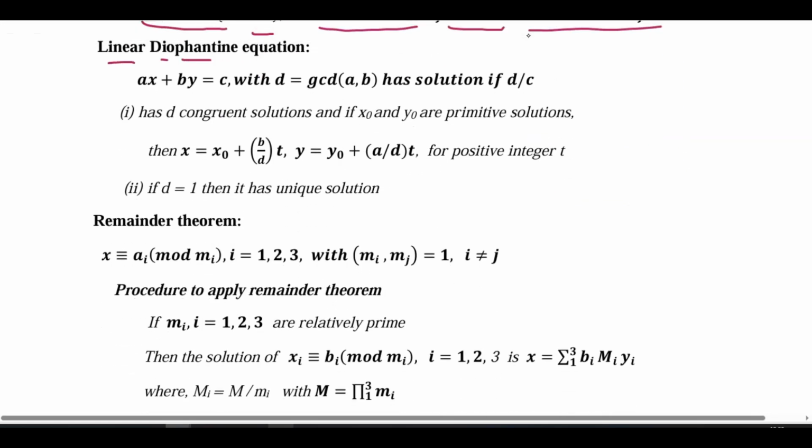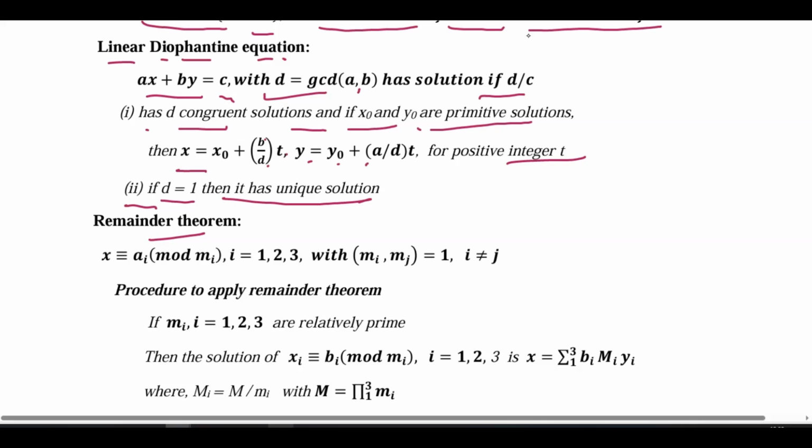Linear Diophantine equations: ax + by = c, with d = gcd(a, b), has a solution if d divides c. If x0 and y0 are primitive solutions, then x = x0 + (b/d)t, y = y0 - (a/d)t for integer t. Second, if d = 1, then it has a unique solution.